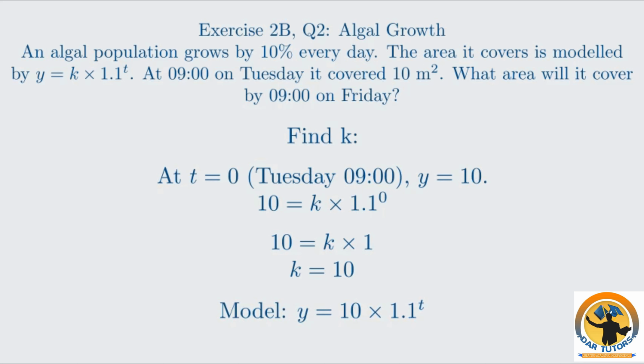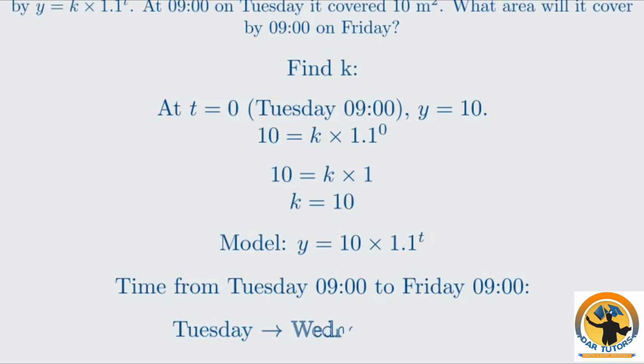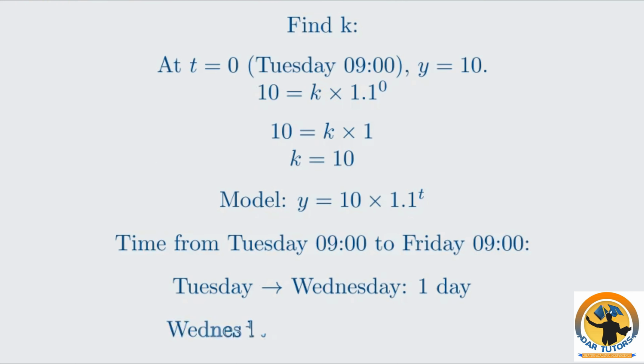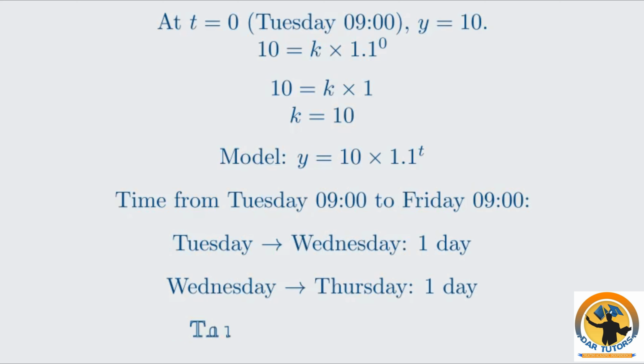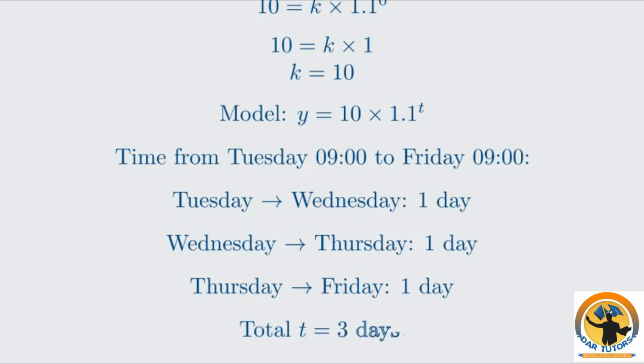Next, we need to find the time, t, from Tuesday, 9 a.m., to Friday, 9 a.m. From Tuesday to Wednesday is 1 day. From Wednesday to Thursday is another day. And from Thursday to Friday is a third day. So t equals 3 days.